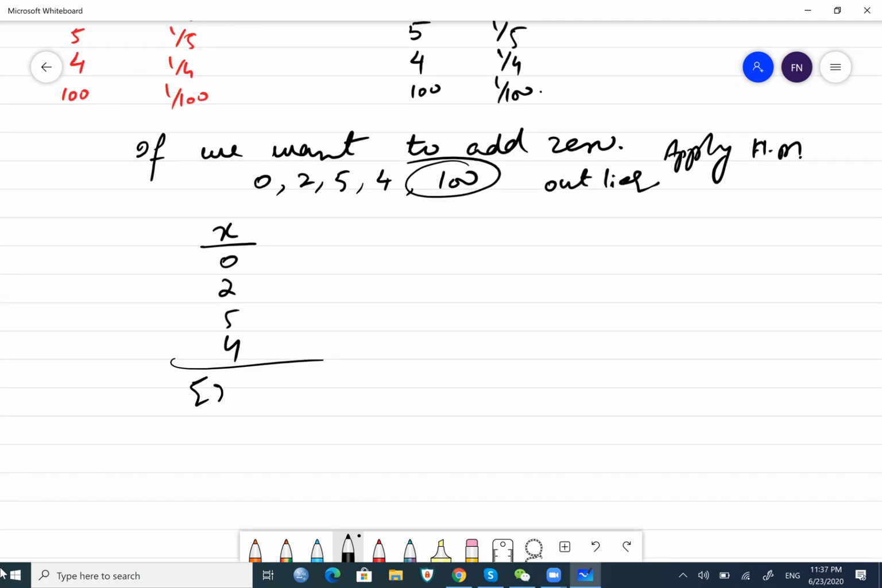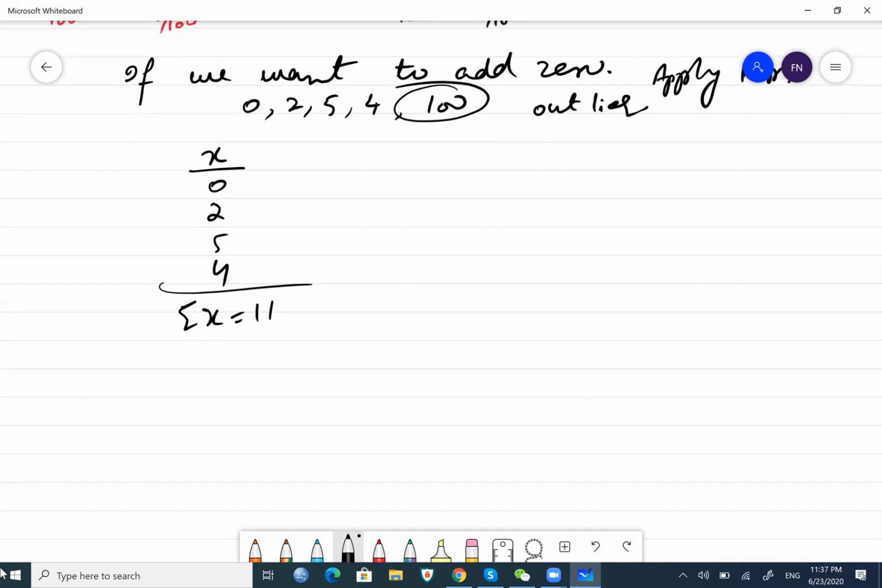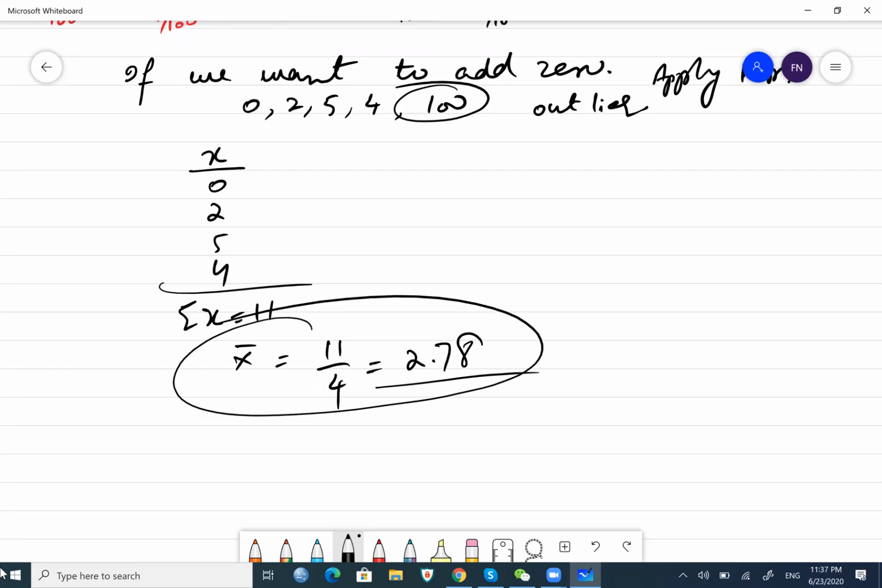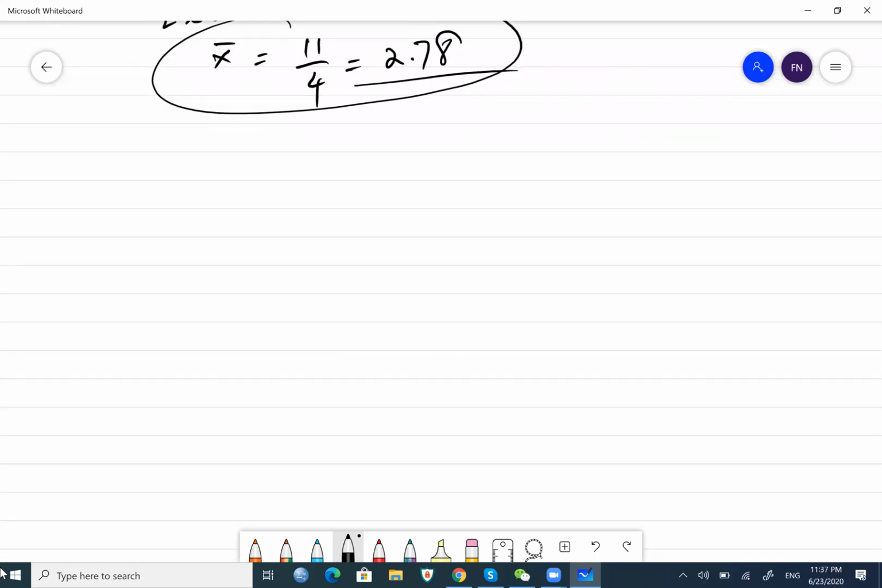So the sum of x is 11 and arithmetic mean will be 11 by 4, which is 2.75. So this is how we calculate arithmetic mean. I hope you can understand the difference between arithmetic mean and harmonic mean: when do we apply arithmetic mean and when do we apply harmonic mean?